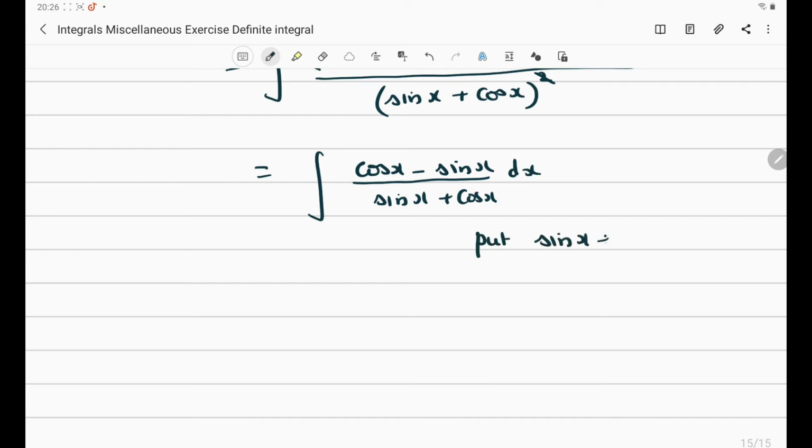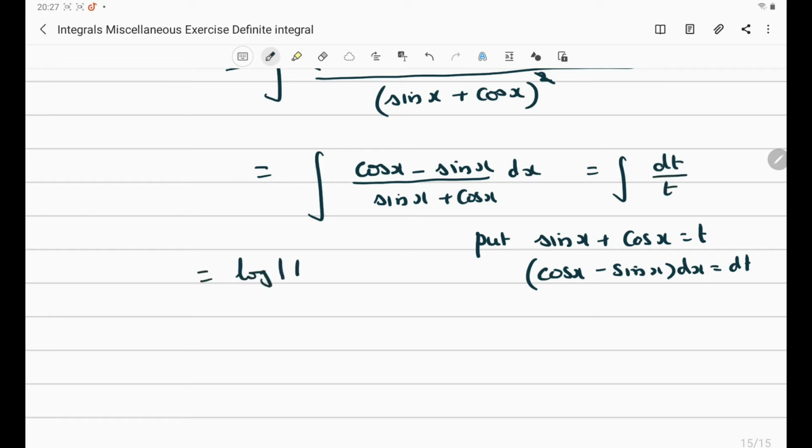So, let us put sin x plus cos x as t. So, derivative of sin x is cos x and derivative of cos x is minus sin x, dx is equal to dt. So, this is in the form of integral of dt by t, which is equal to log mod t plus c, that is log mod sin x plus cos x plus constant of integration c. So, log mod sin x plus cos x plus c is option B. So, option B is the right choice.